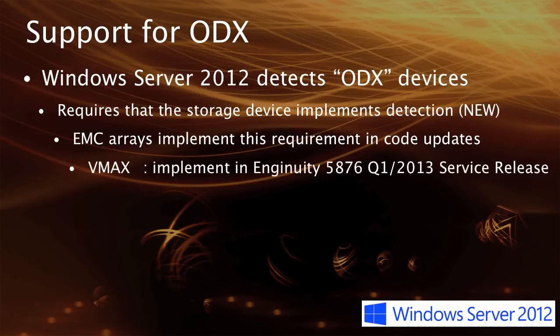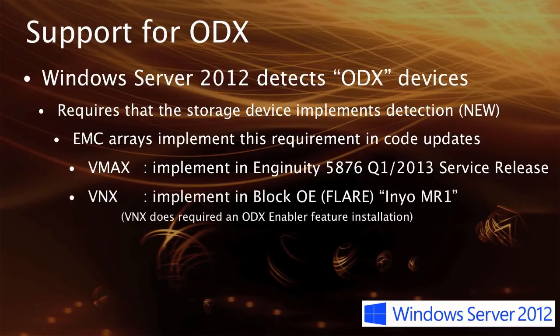For VMAX, this requires Enginuity 5876 and the Q1 2013 service release or later. So the current versions of 5876 code would be appropriate. For VNX, that was implemented in a block operating environment called Inyo MR1. There may be subsequent releases to that, but that is the version where it was introduced.